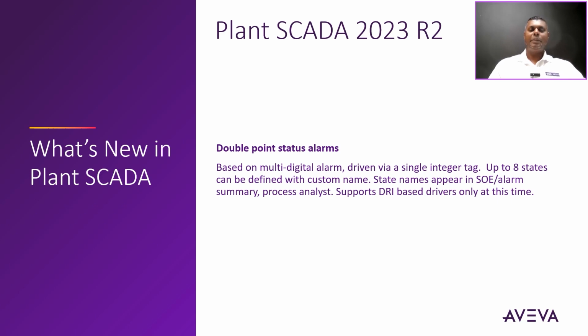However, instead of multiple digital alarm states received by the field device, this one is configured upon a single integer tag, which provides up to 8 states that can be defined with custom naming conventions. Also, these custom state names will be reflected in the alarm and event subsystem so that they show up on all alarm pages, the sequence of events listings, as well as the process analyst tool, which is trend client, that can also display alarm content. It is limited to the driver runtime interface-based protocols, of which we'll cover more details in the upcoming slides.